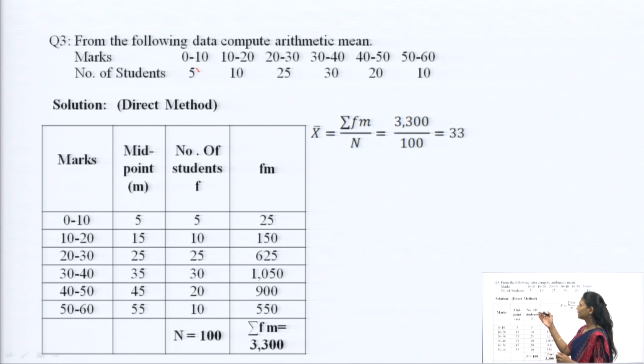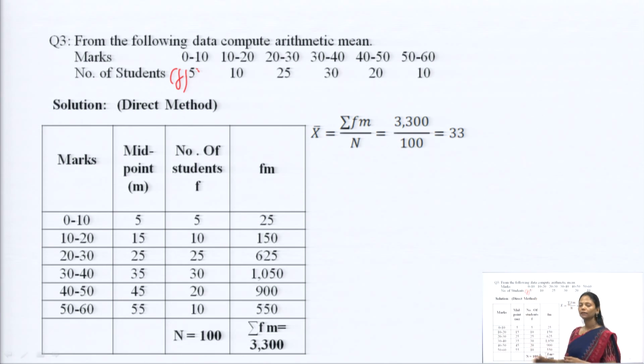In the same manner, the question says, from the following data compute the arithmetic mean. Here in this question, the class interval is given to you and the number of students, that means the frequency, is given to you. How many students lie between the class 0 to 10? How many students lie between 10 to 20? How many students lie between 20 to 30? This is called the class interval. The number of students is called f.